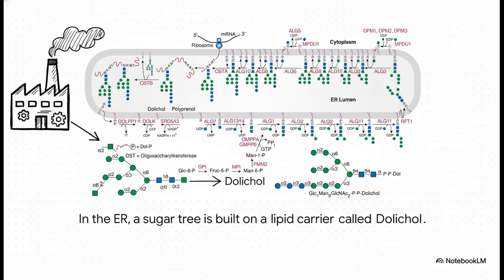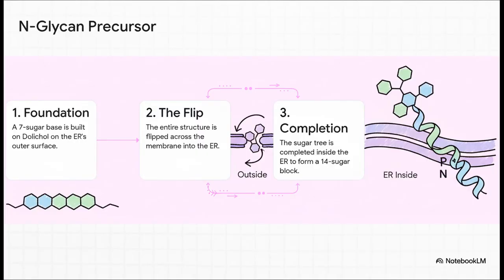Let's zoom right in on the assembly line for one of the major product lines, something called N-glycans. The whole thing begins right there on the factory floor, the ER. Here, a standard prefabricated sugar tree is built piece by piece on this special lipid carrier molecule called Dolichol, which kind of acts like a temporary scaffold. And this whole process is just wild. It happens in 4 key steps.